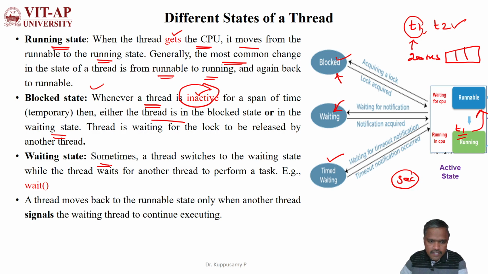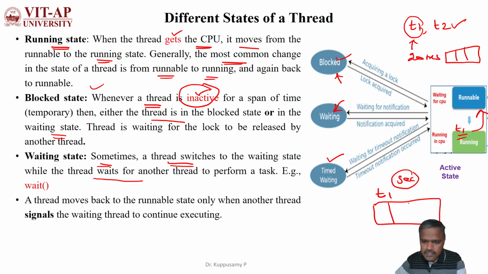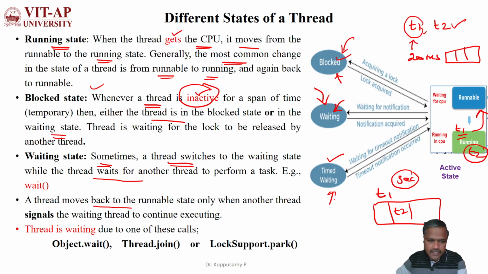Then what is the waiting state? A thread switches to the waiting state while it is waiting for another thread to perform a task. That means T1 is kept in the waiting queue because thread 2 is running now. Once it is completed, then T1 will continue the process. The thread moves back to the runnable state whenever we introduce the wait state, blocked state or timed waiting state. These are introduced by using the object, that is t1.wait, t1.join or t1.park. Like that we can use different methods for making the thread enter these different kinds of states.